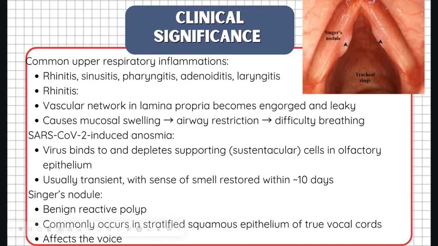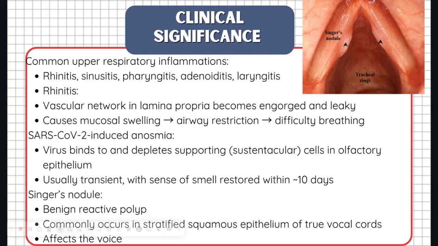So, the clinical significance of this, we're going to talk about a couple of common respiratory inflammations. We're going to have rhinitis, sinusitis, pharyngitis, adenoiditis, laryngitis. So, these are common upper respiratory inflammation sites. Okay, for rhinitis, the one I need you to know is the vascular network in the lamina propria becomes engorged and leaky. So they become very leaky and they start releasing things. Okay, it causes mucosal swelling.